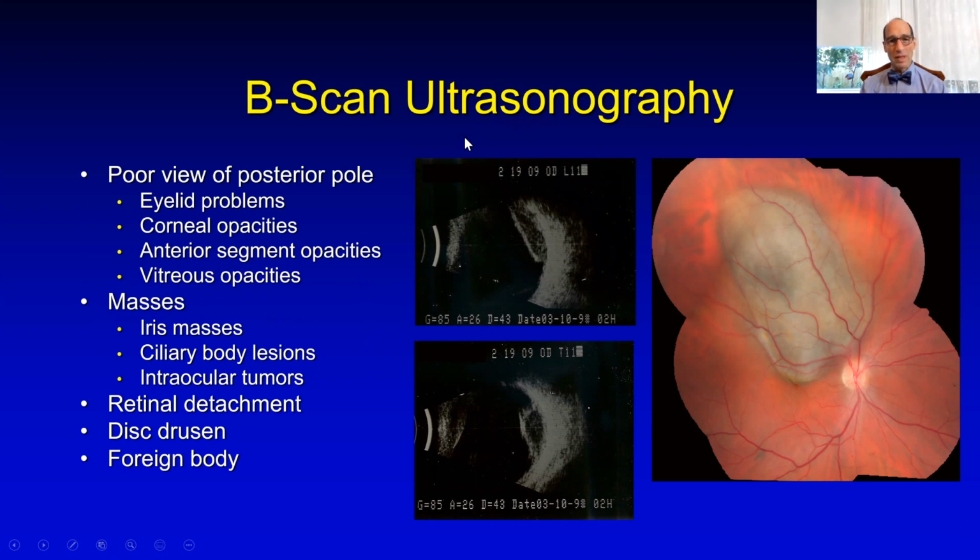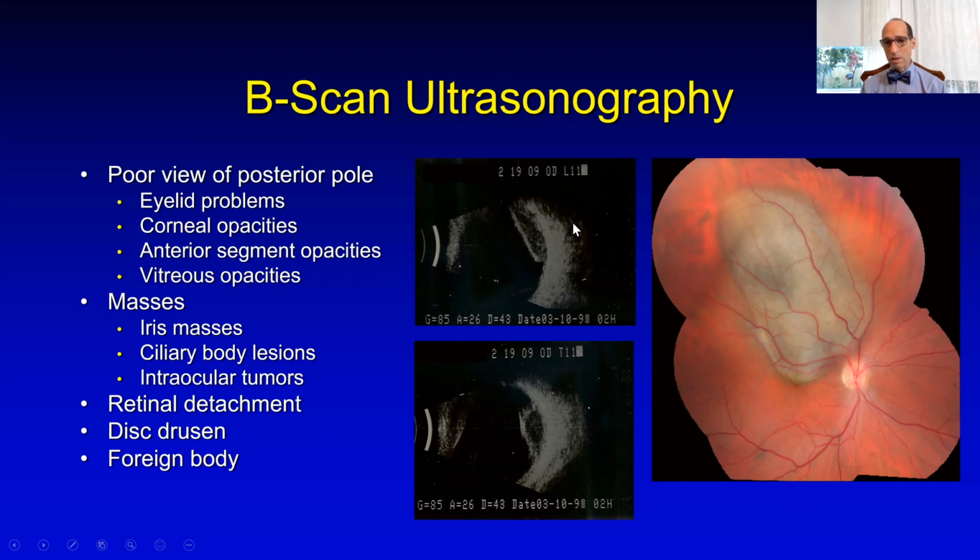B-scan ultrasonography is important anytime there's a poor view of the posterior pole, including anterior segment and posterior segment opacities. For masses, you have to get a B-scan to measure the mass, and then if you're looking for retinal detachment, disc drusen can be very helpful. And actually I have another case today where the B-scan is helpful in looking for a foreign body. So if we have somebody with a vitreous hemorrhage and you need to see if they have a detachment, we pull it out all the time.